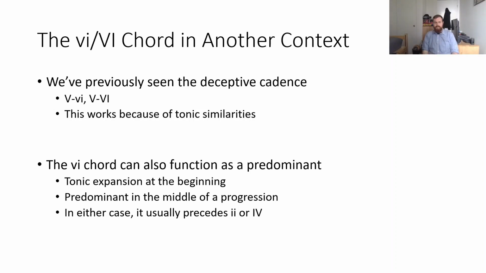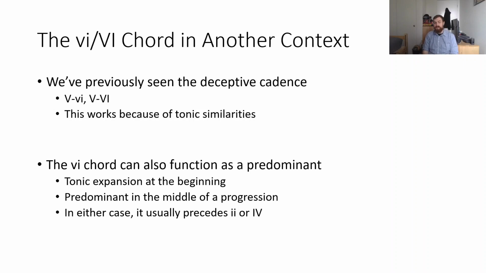As I said, we've previously seen them in a deceptive context, and that's because they work because of their tonic similarities. So, for instance, if we're in the key of C, there's two common tones between the 1 chord and the 6 chord, right? So it works well. They're very similar. However, the 6th chord can also function as a predominant chord.